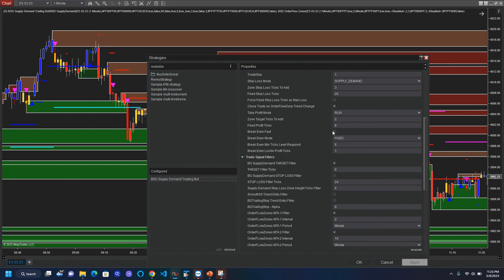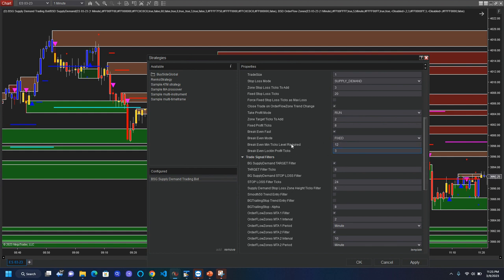If you choose to enable this, enable the break even fast, and then say fixed. I think we had two options. Fixed in the sense that the moment it reaches 8 ticks, if the current price reaches 8 ticks above my trade entry price, move my stop loss one tick above my trade entry.